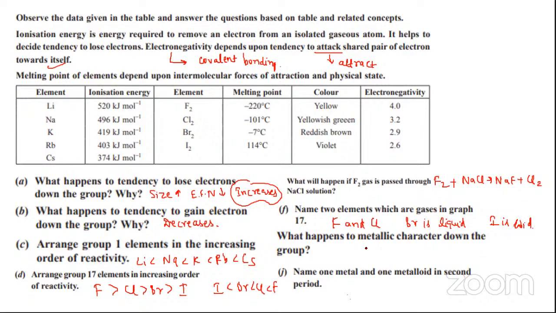Correct. What happens to the metallic character down the group? Sir, it increases, because it is the ability to lose electron. Again the same reason: size increases, effective nuclear charge decreases, so the tendency to lose electron increases, and the metallic character also increases. Name one metal and one metalloid in the second period. Metal can be lithium, and metalloid can be boron. Yes, lithium, beryllium, whatever, and your metalloid will be boron. Correct. Okay, so very good, Arushi.